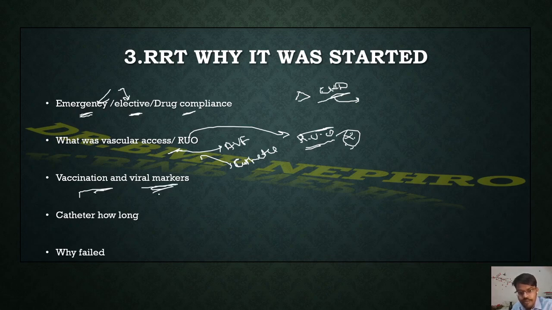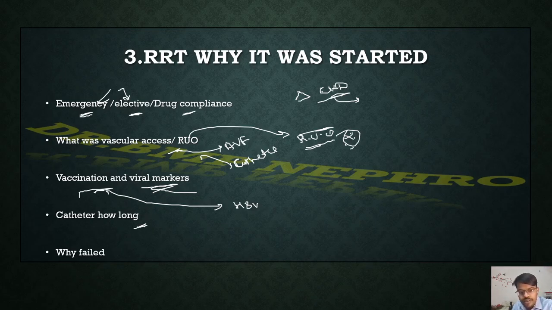and whether viral markers were done or not. For vaccination, you have to tell about hepatitis B vaccination. Most of the time the patient can mention it. If the patient is not remembering, it is important to say, sir, I have asked for this, but the patient could not remember the vaccination status. And if the patient is able to tell, well and good.